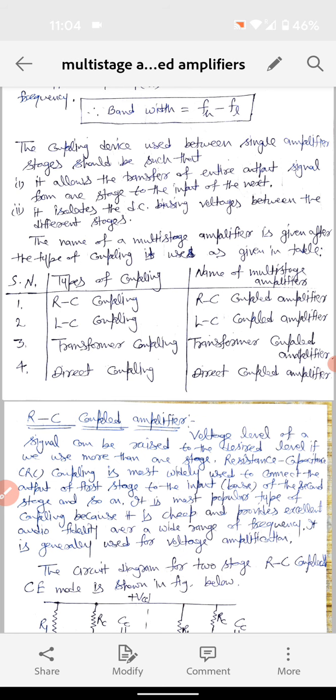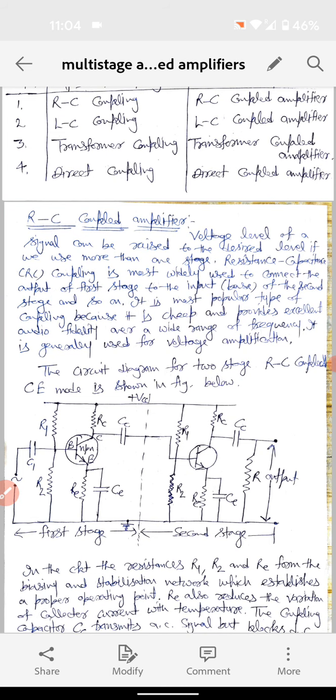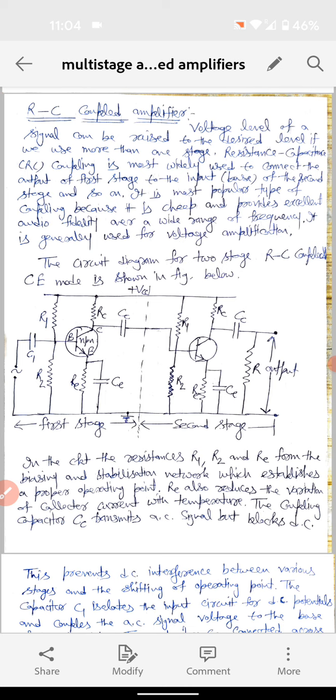Okay, and out of all these amplifiers, in our syllabus we have only one coupling amplifier, which is the RC coupled amplifier. This is a very important article as per your syllabus, and as per your general understanding as well, because this is the circuit which is mostly used in all the amplifier circuits.